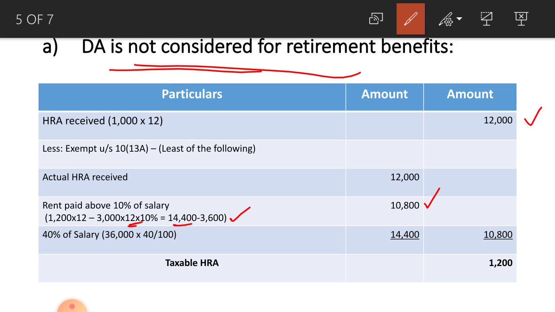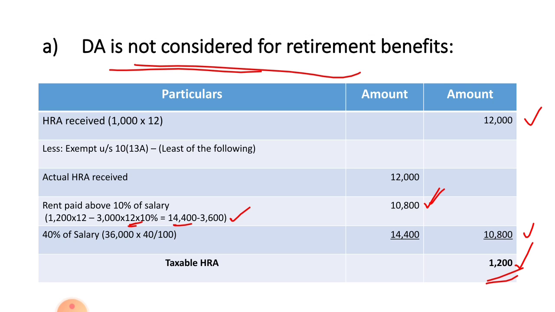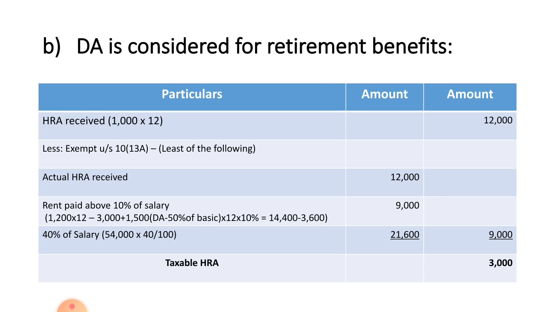So the least of the four things is rent paid over 10% of salary, that is 10,800. When you deduct that 10,800 from actual HRA received 12,000, you get taxable HRA as 1,200. So the taxable HRA is 1,200 and exempted amount of HRA is 10,800. Next, one more thing you have to calculate, that is DA is considered for retirement benefit. At that time salary means basic plus DA. In this problem 50% of basic is considered as a DA.